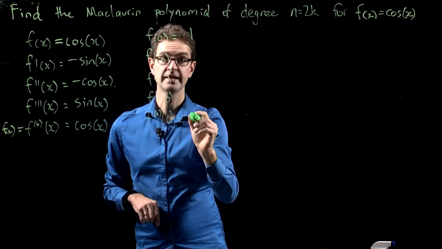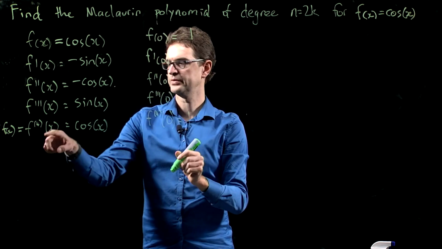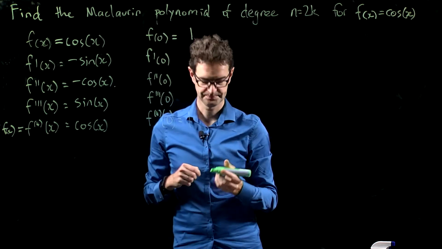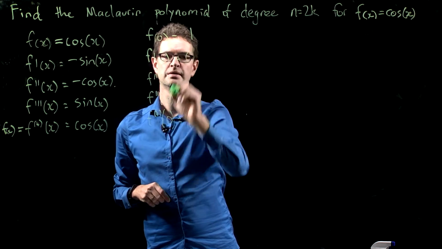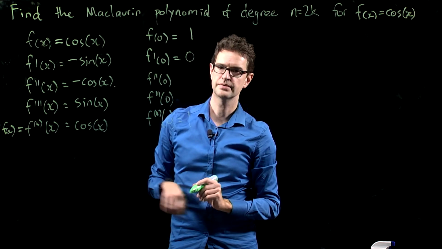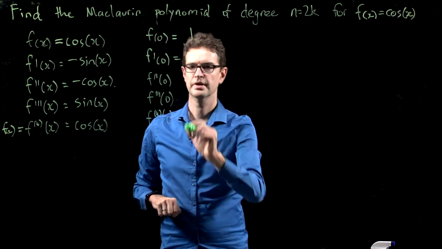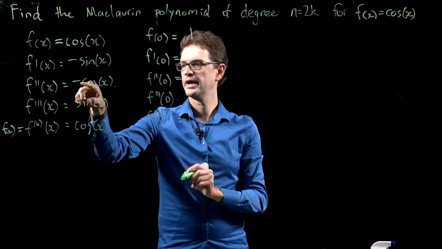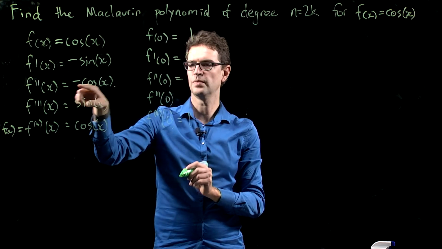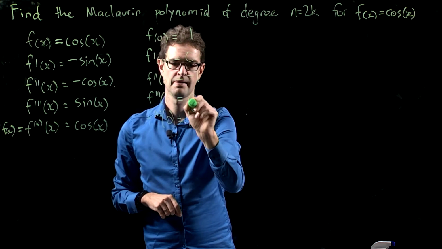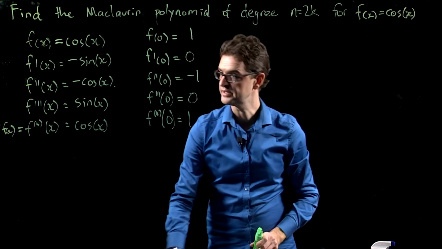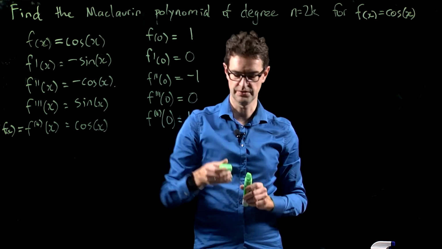I know this one already because the fourth derivative is the same as the original function. Okay, so negative sine of 0: sine of 0 is equal to 0. The sine function goes through the origin. Cosine of 0 is equal to 1, so the second derivative here is negative 1. And the third derivative is going to be 0 again because sine of 0 is 0.